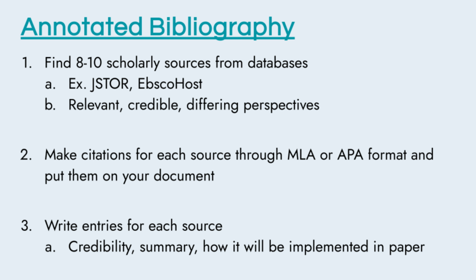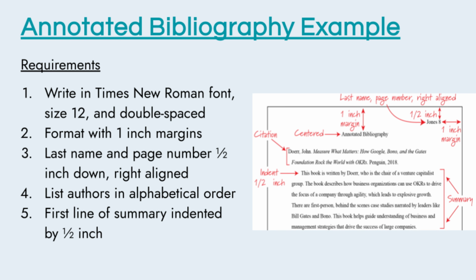Find sources that you feel are relevant, credible, and provide differing perspectives to the topic at hand, which is your research question. With these sources, add them to a document and then write a paragraph which explains the author's credibility, then a summary of the source, and finally how you will implement it into your own paper. Shown here on the right is an example of an annotated bibliography and how it should be formatted.